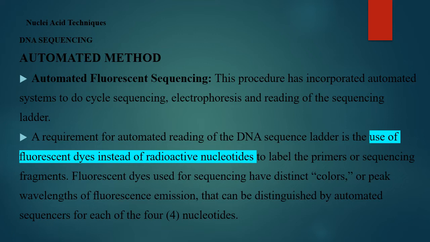Now we are saying that a requirement for this automated reading of the DNA sequencer ladder is the use of fluorescent dyes instead of the radioactive nucleotides. So in this case, we are using fluorescent dyes instead of the radioactive nucleotides to label the primers or sequencing fragments. Now, these fluorescent dyes used for sequencing have distinct colors or peak wavelengths of fluorescence emission that can be distinguished by automated sequencers for each of the 4 nucleotides. So every nucleotide is coming with its own color or peak that can be read.